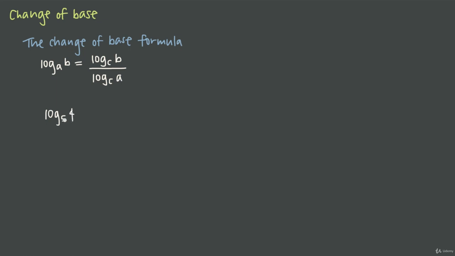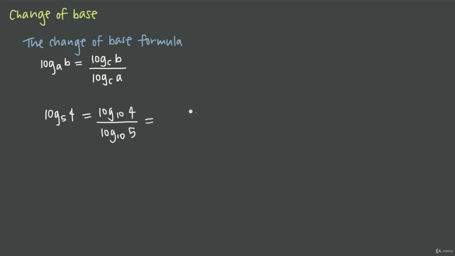In this case, we don't have base 10, we don't have base e, but we can use the change of base formula to turn this into two base 10 logs. So we know, based on the change of base formula, that this is equal to, and we'll pick log base 10, so log base 10 of the argument 4 divided by the same log base 10 of the base 5. And so now we have two common logs.